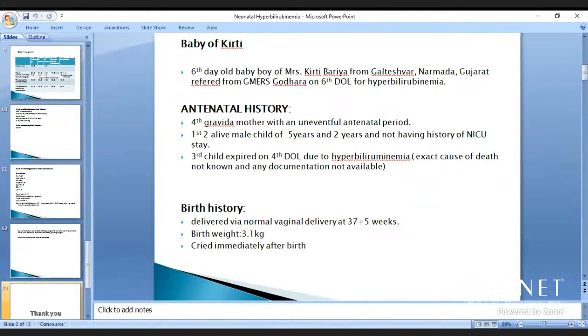Yes, yes. Okay. So because this baby fits into those neurotoxicity risk factors, with more than two risk factors, at the time of admission you will plan for intensive phototherapy. So do you have any idea about what is intensive phototherapy?